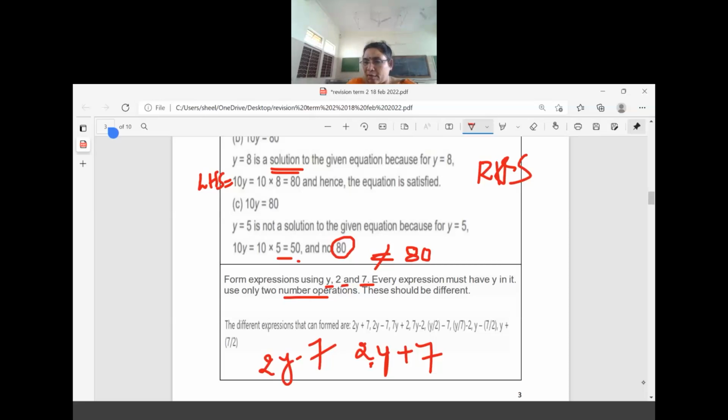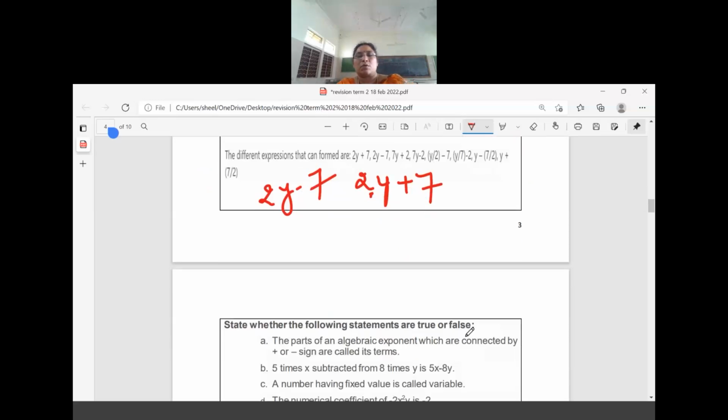Some examples we have given; other examples you can try your own way. There is no compulsory rule for this one. Just check that two operations are there, but don't repeat the same answer again and again. Understood? 2y plus 7 you cannot write two times, right? Only one time you can write it. 2y plus 7 only we can write. Clear? So this is the case. So we should follow 2y minus 7, like that. You can form any other expression also.